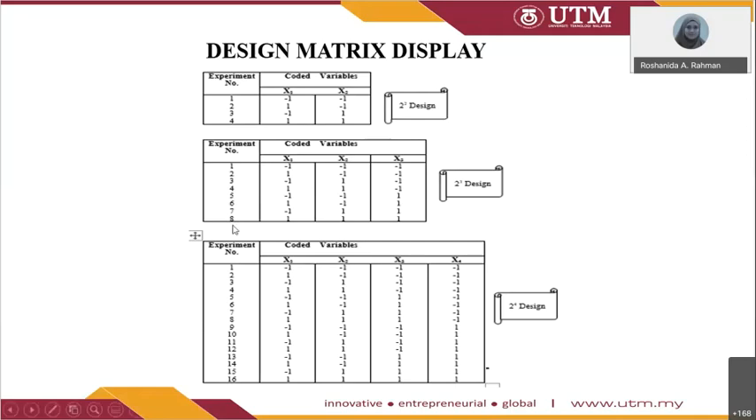So these are other examples of 2 power of 3 and 2 power of 4 matrix displays. You can see here, this is what a 2-level factorial design is all about.